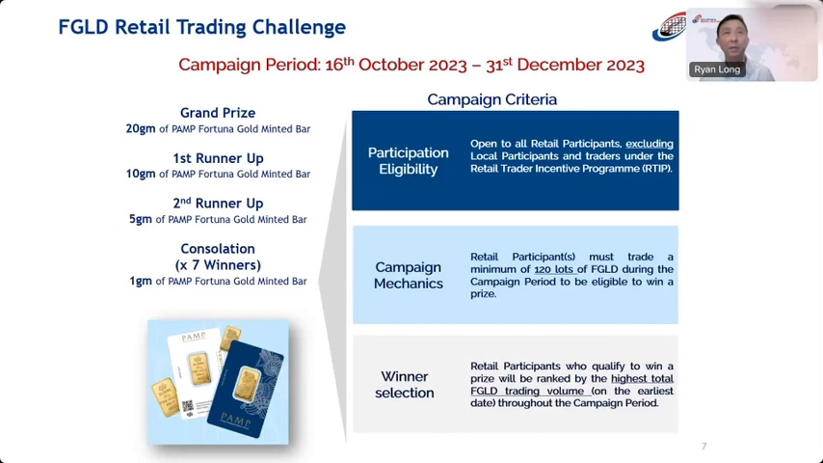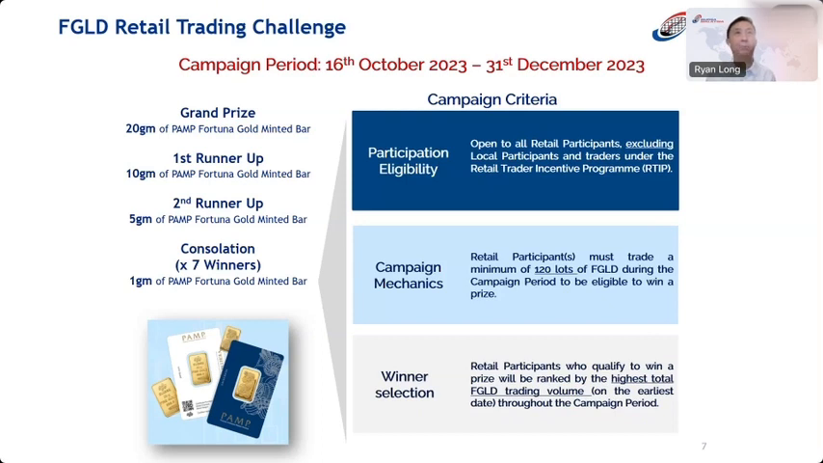I've mentioned this gold futures contract retail trading challenge earlier. We have this campaign going on. In fact, it started on the 16th of October and will run all the way through the 31st of December. This is a trading challenge, meaning people who trade this contract the most will win prizes. It is open to all retail participants, excluding professional traders like local participants. To qualify, the retail participant will have to trade a minimum of 120 lots.